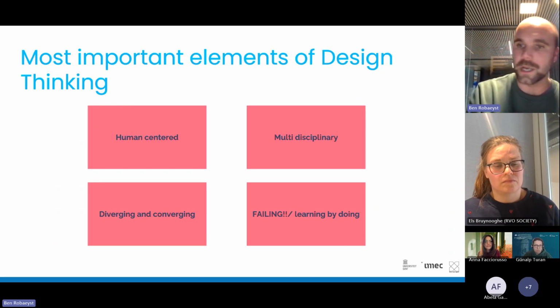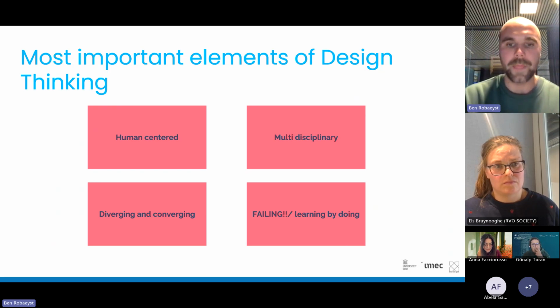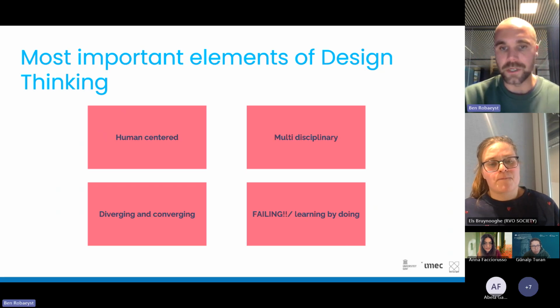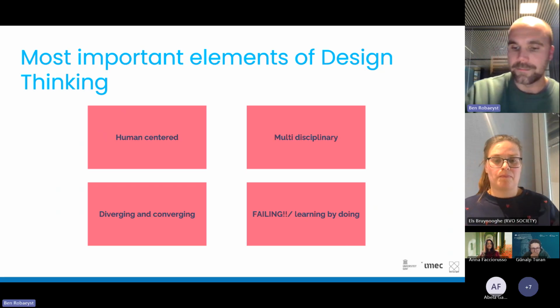You think about diverging and converging, which was the double diamond model. So you expand your ideas and you converge towards one idea. And then, of course, failing is really important here. So learning by doing.